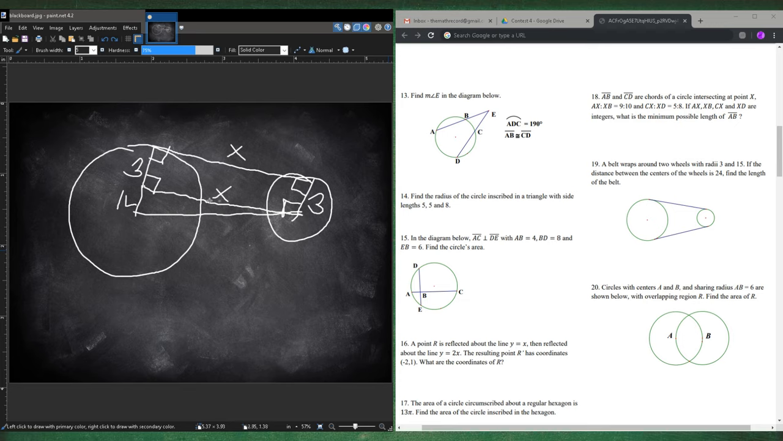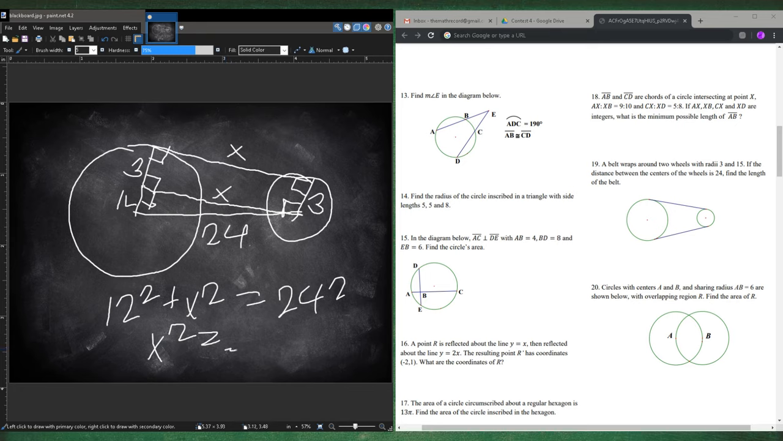So just think about it this way. You draw a rectangle and you have a right triangle right here. Since they said the distance between them is 24, this is 24. Then this is 12, because this is 15, so 15 minus 3, because this is a rectangle. So using the Pythagorean theorem, 12 squared plus x squared is equal to 24 squared. So x squared is 576 minus 144, that's 432, okay? So x is the square root of 432.